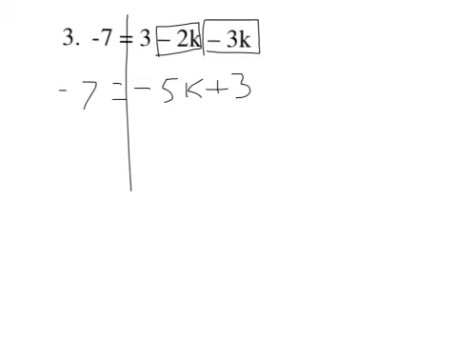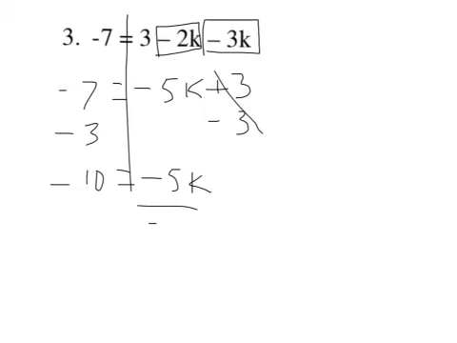Then I will just do the opposite operations to move the numbers away from the variable. So we want to get everything away from the k. So minus 3, it's negative 10 equals negative 5k. This is negative 5 times k, so we do the opposite operation, which would be dividing by negative 5. So 2 equals 1k.